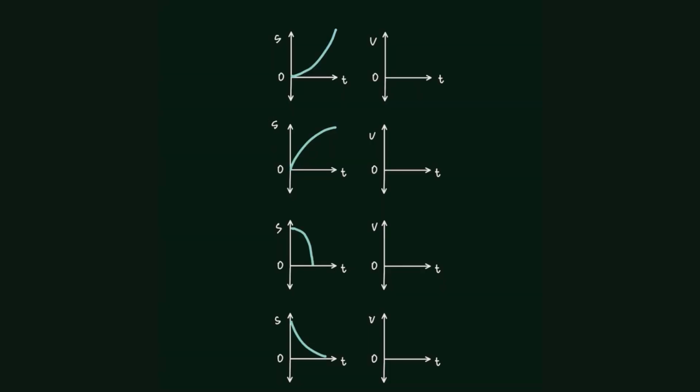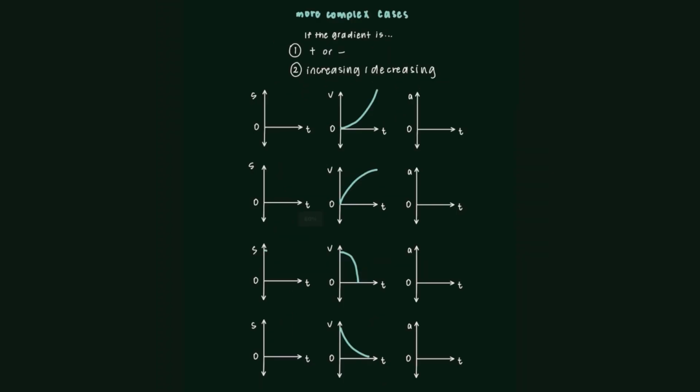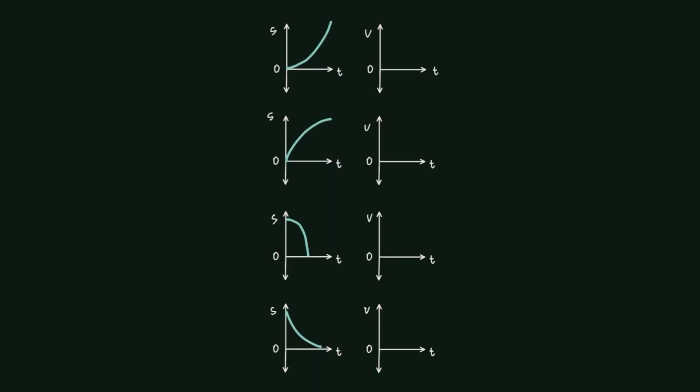So now we can move on to some more complex cases, which is when the displacement time graph is exponential. This might look a bit scary at first, but it's okay. It'll all make sense in the end. There are two things you have to take into consideration. First, if the displacement is positive or negative. Like in the first two graphs, you can tell that it's going in the positive direction, while on the bottom two graphs, it's going in the negative direction because it is tending towards 0 displacement.